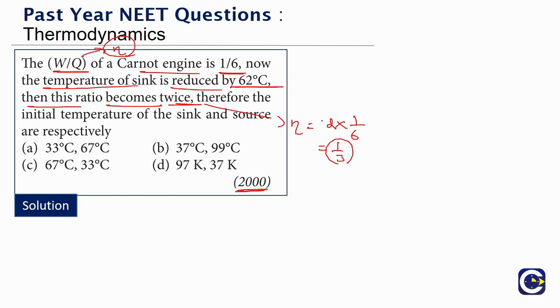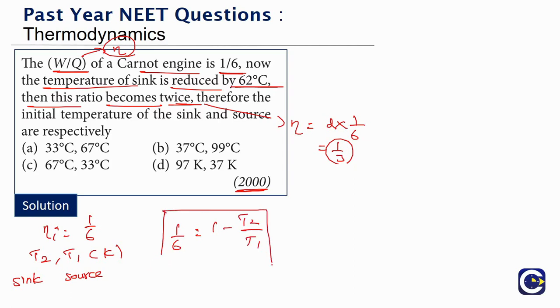If you look at it, in the initial case they are giving us the eta, which is 1 by 6. Let us say T2 and T1 represent the sink temperature and the source temperature. That is the usual notation we follow. Both of them we will consider in the Kelvin scale. So what is the first relation? Eta, the efficiency factor, will be equal to, for a Carnot's engine, 1 minus T2 by T1. This is relation 1, which we can simplify.